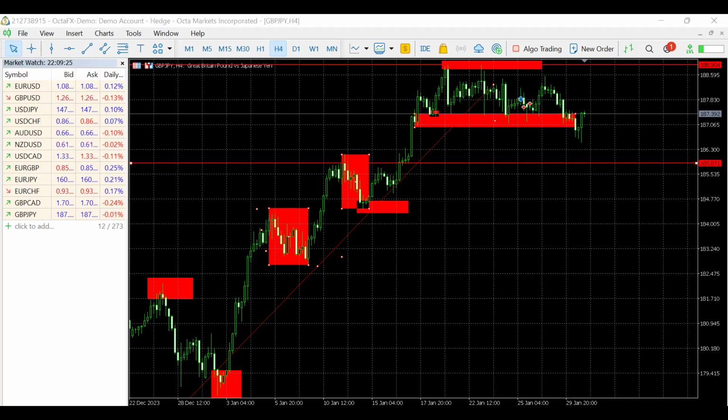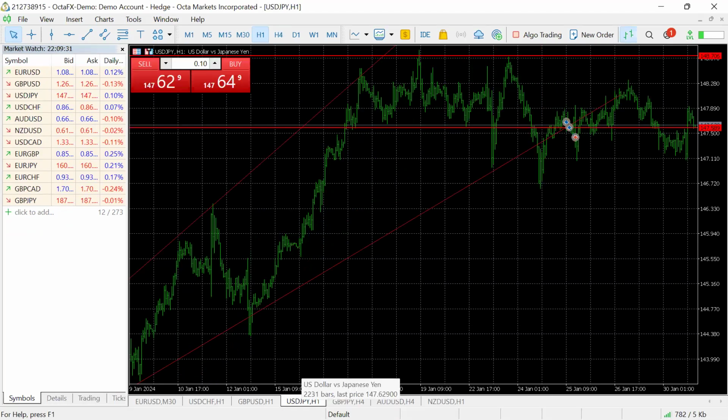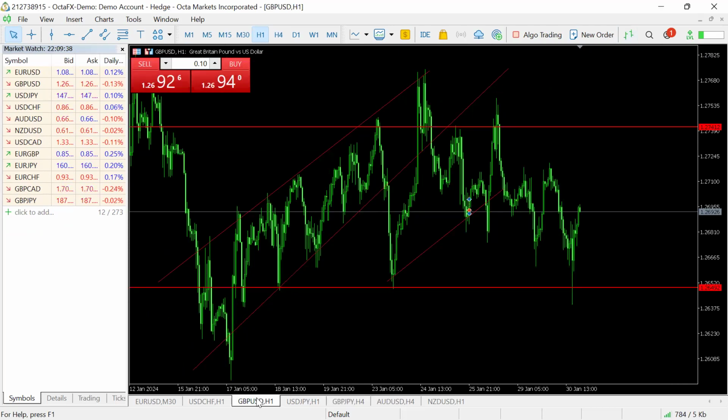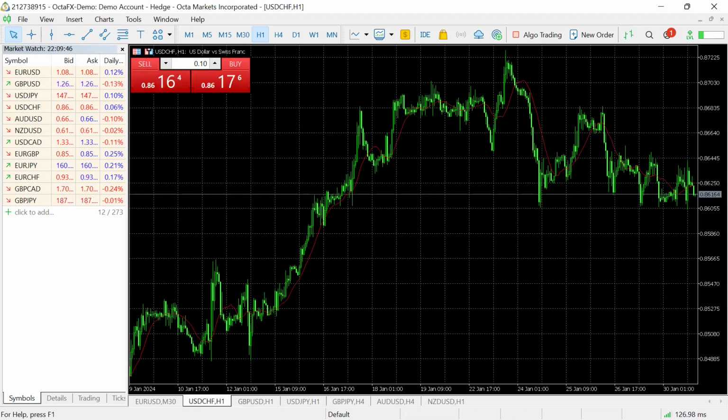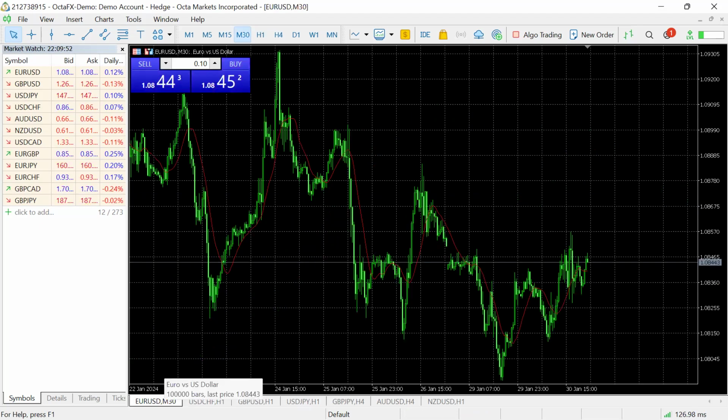Let's see. GBPUSD. If I don't see a good example, I'm going to use what I saw. Okay, let's use GBPUSD.